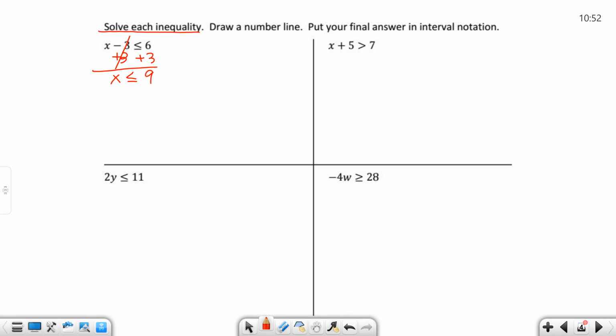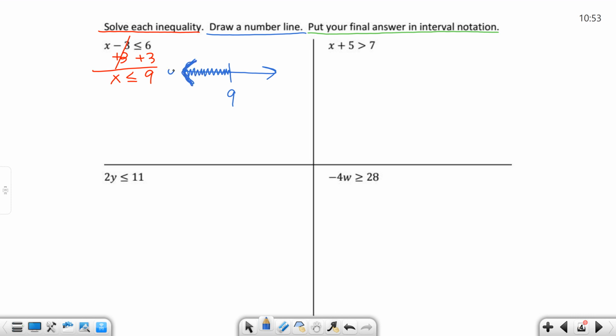In fact, I'll do solve the inequality in red. I'll do the number line in blue, and then I'll put it in interval notation in this green on all of them on this page to color code it for you. Hopefully that will help some, all right? So then on my number line here, draw my arrows here, and I'll draw the number 9. Less than 9 is to the left.